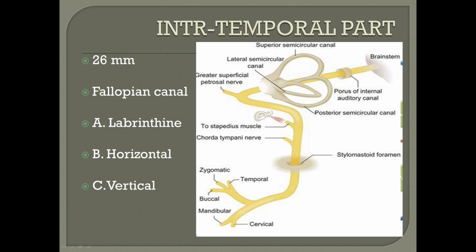This bony canal is for the protection of the facial nerve, and the intratemporal part is further divided into the labyrinthine segment, the horizontal segment, and the vertical segment. Three divisions are there. The first part is the labyrinthine segment. You can see in the diagram, this is the labyrinthine segment, and it has the shortest course, approximately 5 millimeters in length.